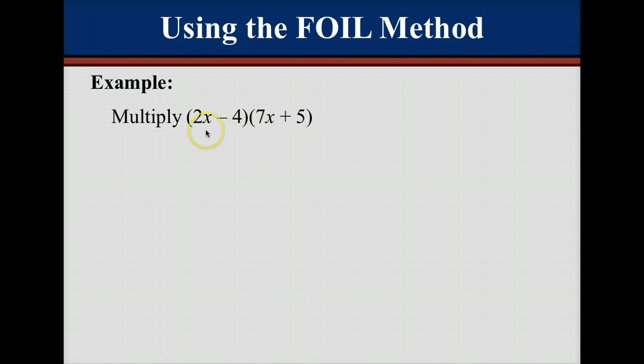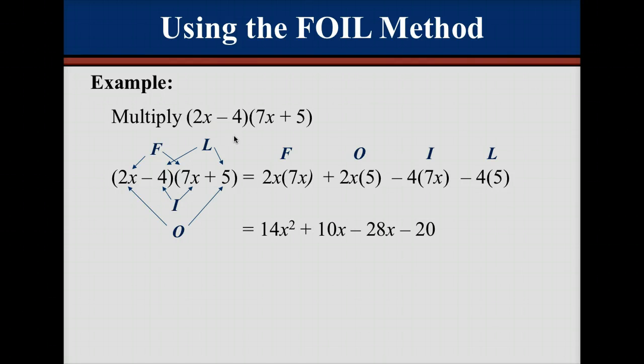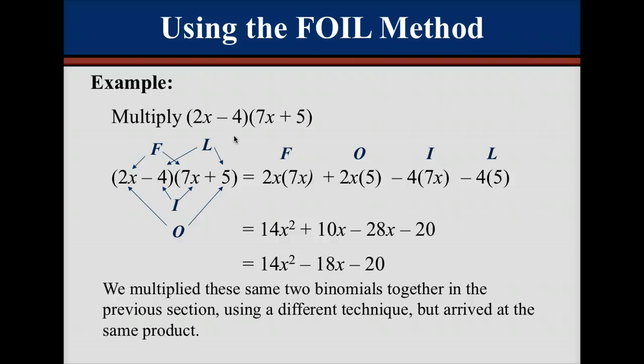Let's again use the FOIL method to multiply these two binomials. First, outside, inside, last. Do the multiplication and combine our like terms. We multiplied these same two binomials together in the previous section using a different technique, but we arrived at the same product.